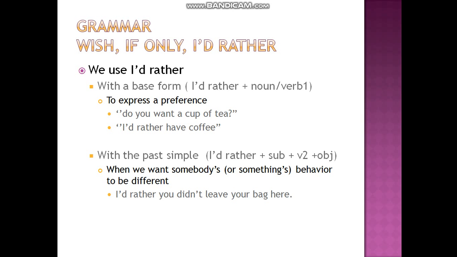For example, I'd rather you left early. I'd rather I stayed at home. Okay? Subject, verb 2, object. Subject, did plus not plus verb 1 because it's negative, plus your bag here is our object. I'd rather you didn't leave your bag here.